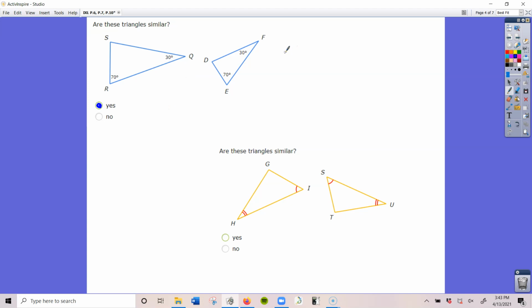So now we have to write their similarity statement. Again, this is what you'll see. Let's say I start with the 70 and I go to the 30 and then to the blank. So RQS. That means that here I would have to start with the 70, go to the 30, and go to the blank. So EFD.